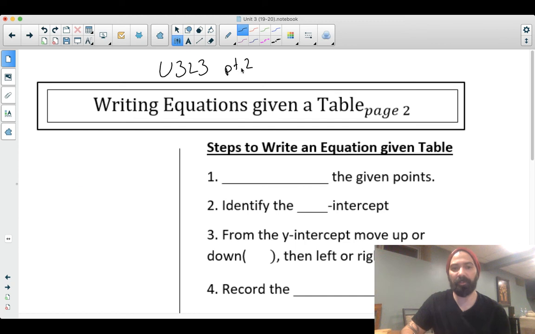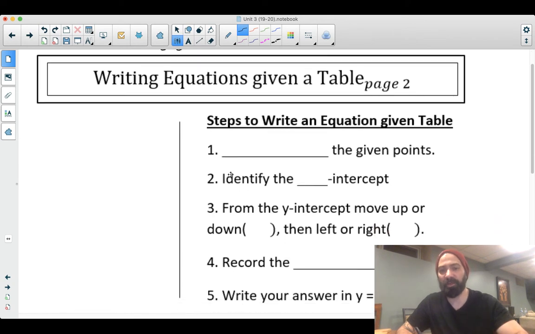All right, we are on part 2 of Unit 3, Lesson 3, Writing Equations Given a Table. Okay, page 2 of our notes. Hopefully you checked out page 1, and we'll get back to you looking at page 2. So, steps to write an equation given a table.